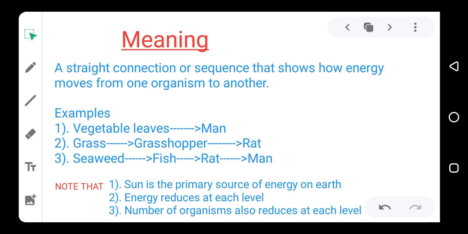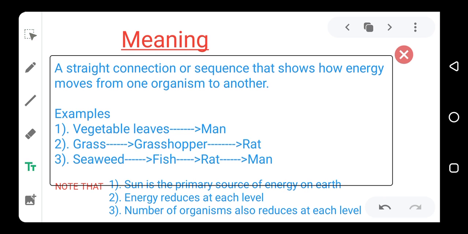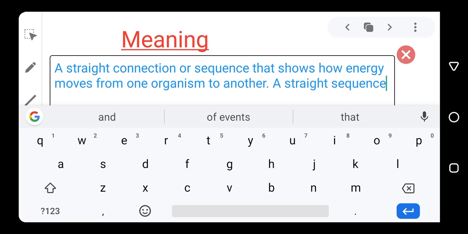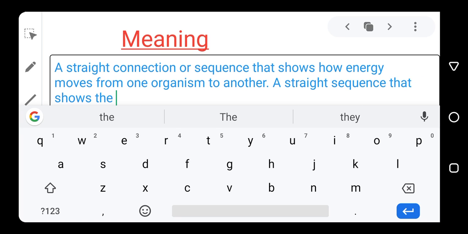If you are asked to define food chain, you can simply say that a food chain is a straight connection or sequence that shows how energy moves from one organism to another, or a straight sequence that shows the feeding relationship between or among organisms.